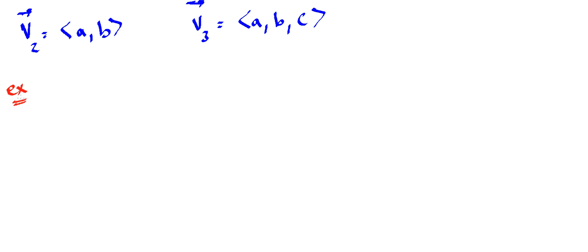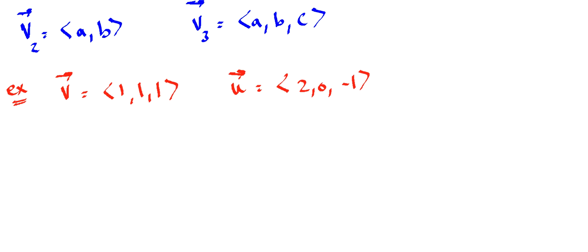So let's have a quick example. Let's say we had vector v with components 1, 1, and 1. We had vector u with components 2, 0, and negative 1. So if I want to do v plus u, I would have to add each component together. So I get 3, because 1 plus 2 is 3, 1 plus 0 is 1, 1 plus negative 1 is 0.